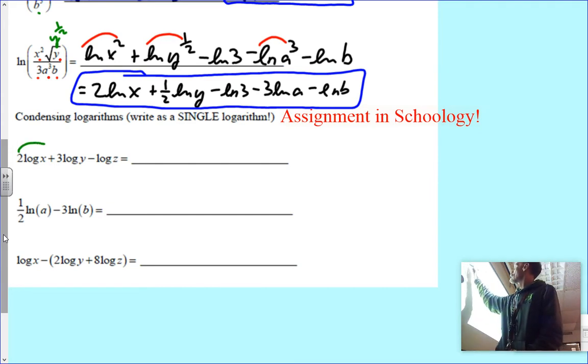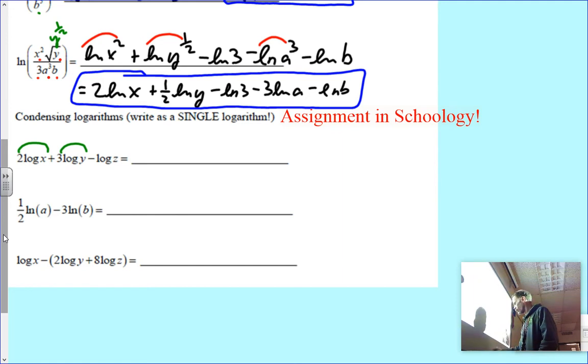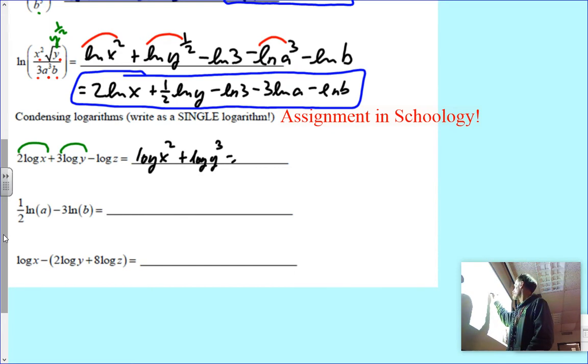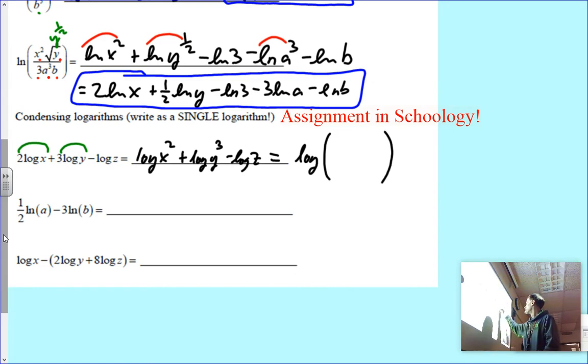write this as 2 log x squared and log of y to the 3rd. So first step, log x squared plus log y to the 3rd minus log z. And now I can do the condensing. When I condense, I know it's going to be one logarithm, and I make a parentheses and go from there.